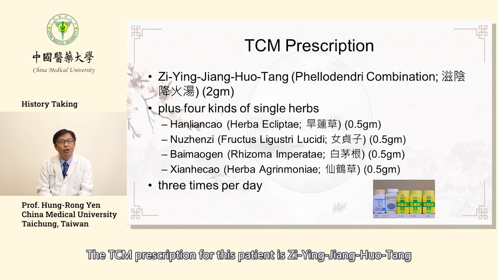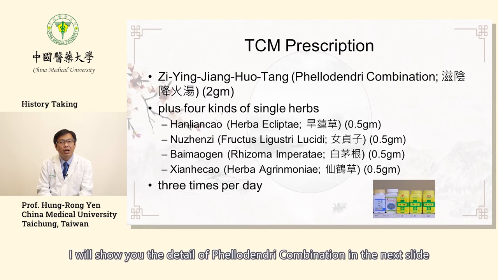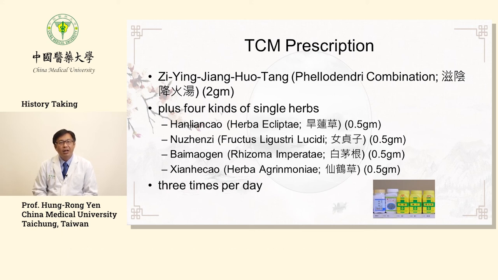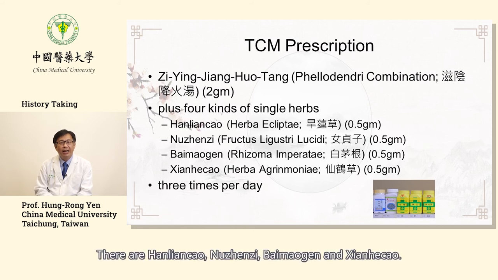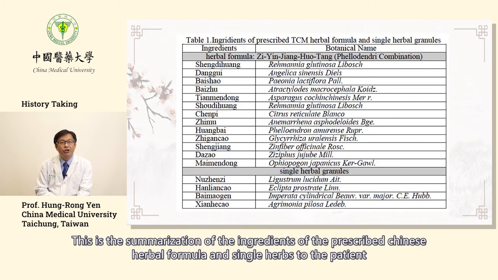Then the TCM prescription is Zi Yin Jiang Huo Tang, or the Ferro-dentry combination. This combination has a couple of different kinds of herbs. I will show you in the next slide. And in addition to the Zi Yin Jiang Huo Tang, we also prescribed four different kinds of herbs. They are Han Lian Cao, Nu Zhen Zi, Bai Mao Gen, and Xian He Cao. So this is a summary of the ingredients of the prescribed Chinese herbal formulas and single herbs for this patient.